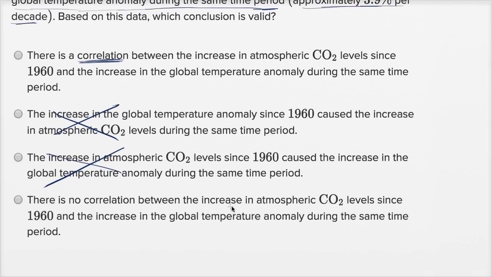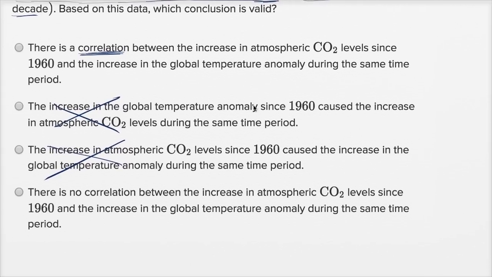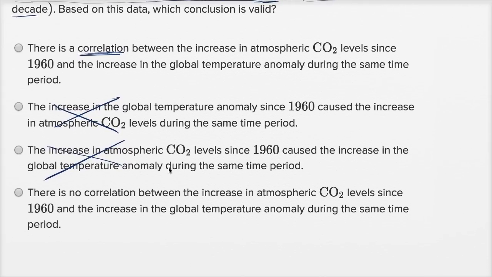There is no correlation between the increase in atmospheric CO2 levels since 1960 and the increase in global temperature anomaly during the same time period. No, there for sure is a correlation. You would say there's no correlation if in some decades CO2 went up and the temperature went down, while in other decades they both went up, and in other decades they both went down. That would be no correlation.